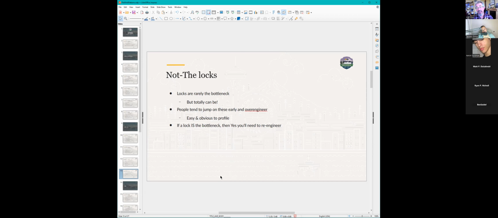The locks are rarely the bottleneck. And that's because people tend to jump on them early and over-engineer. They recognize it. It's easy to spot. It's easy to profile and say, oops, I'm hung up on a lock. And so, yes, if the lock is the bottleneck, you need to re-engineer things. And yes, that's a complicated job. And no, I'm not talking about it here. For my practice, I talk to people who've already fixed their locks. And that's not their bottleneck.